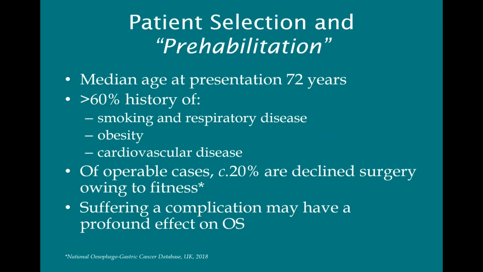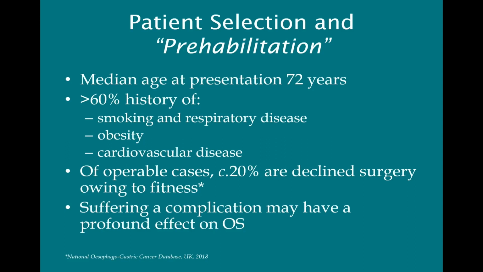But nonetheless, despite all those advances, the median age of presentation for this type of cancer in the UK still is in the early 70s. 60% of patients have a history of either smoking with associated significant respiratory disease, or obesity, or significant cardiovascular disease. And in the last national audit, about 2 years ago, up to 20% of patients are declined surgery owing to fitness. Now, these are patients with otherwise operable disease, so that remains quite a major concern.